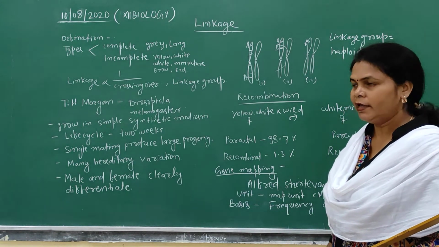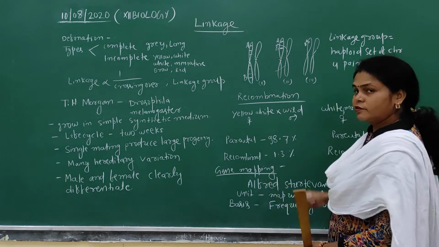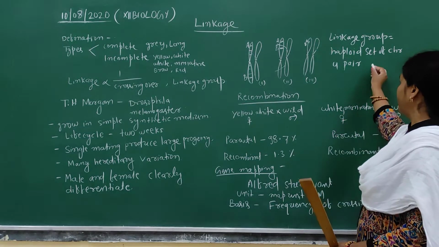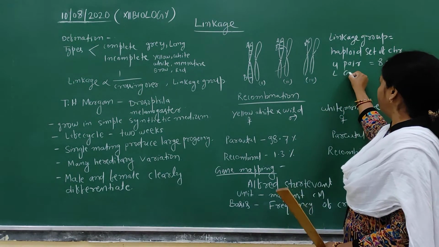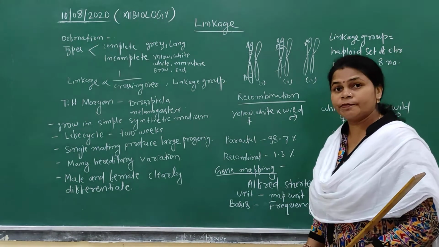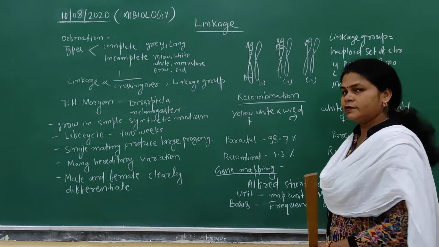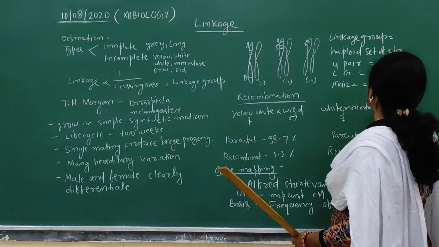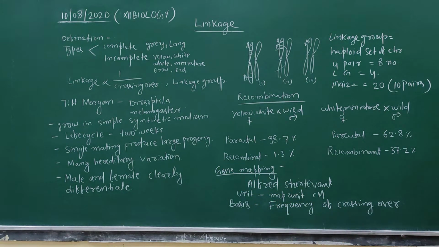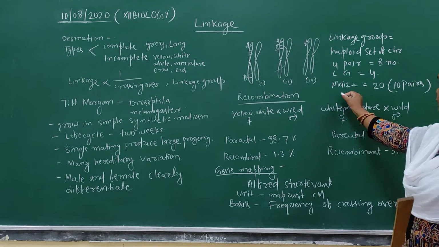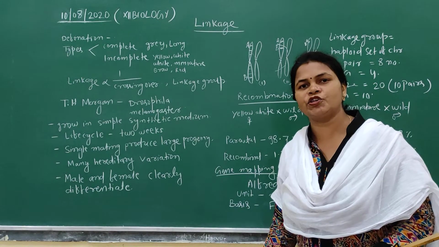For example, Drosophila has 8 chromosomes or 4 pairs, so the linkage group will be 4. In the case of the maize plant, the chromosome number is 20, that means 10 pairs of chromosomes are present. So the linkage group in maize is 10. So this is the linkage group.